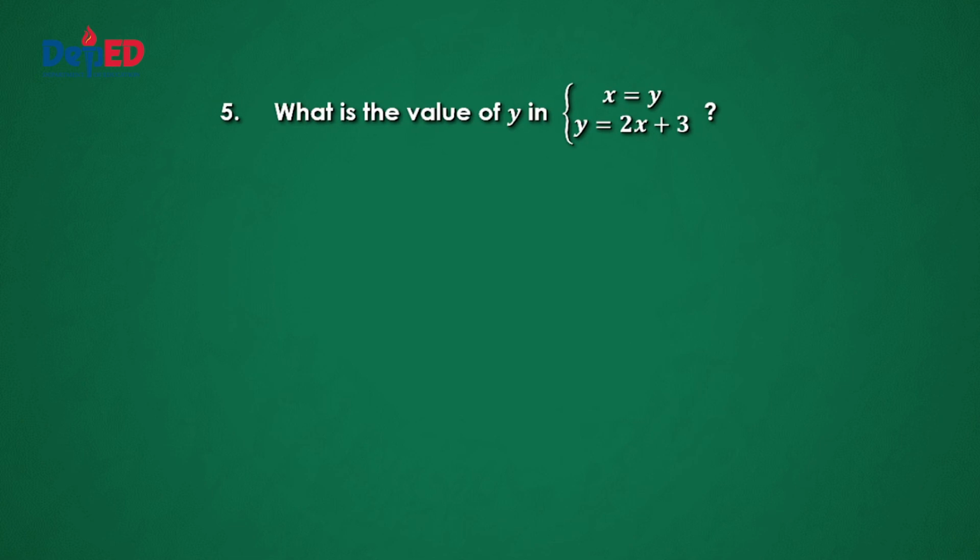Last item. What is the value of y in the previous system? A. y equals 3. B. y equals negative 3. C. y equals 9. Or D. y equals negative 9.